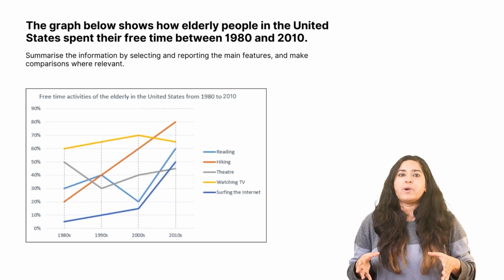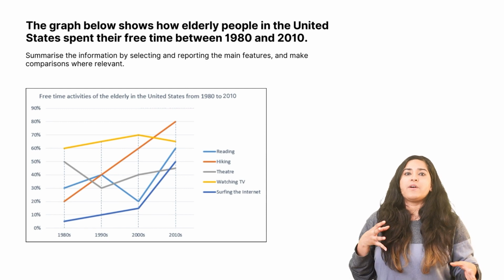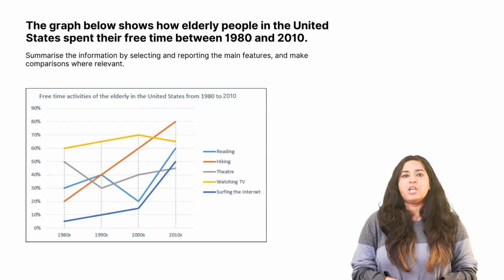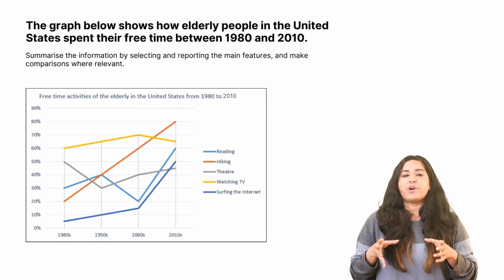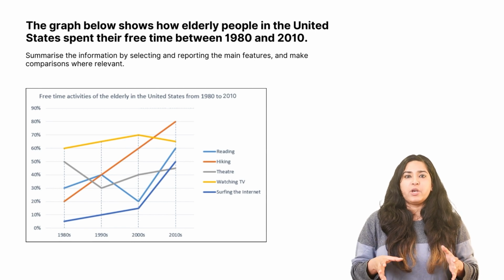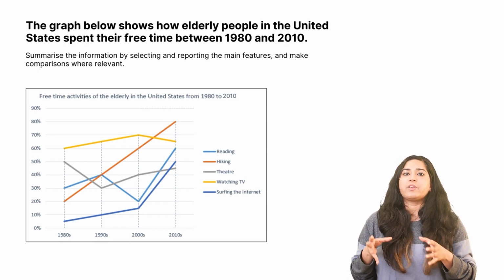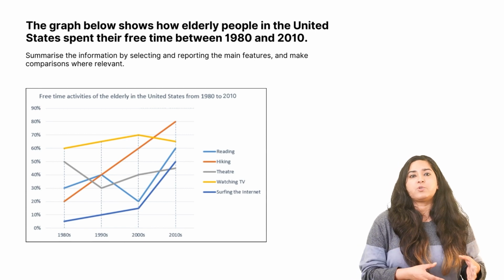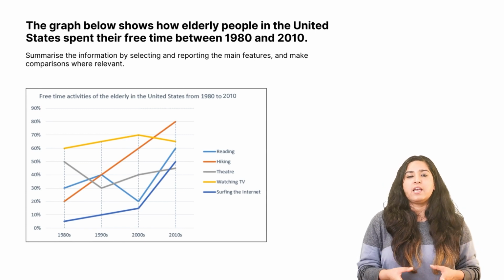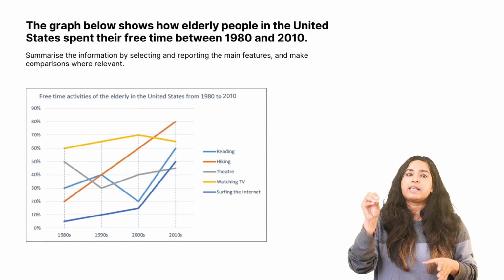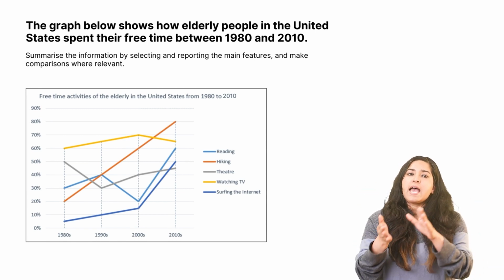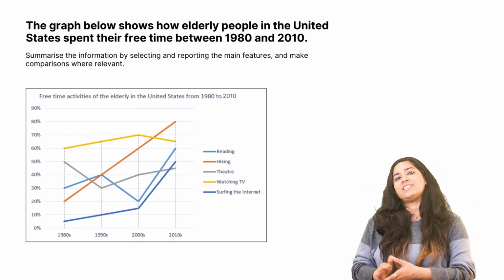First of all, let's look at what we need to do. Take a look at the question we have on screen. We'll have to analyze it first. You should spend about 20 minutes on this task. The graph below shows how elderly people in the United States spent their free time between 1980 and 2010. Summarize the information by selecting and reporting the main features and make comparisons wherever relevant.